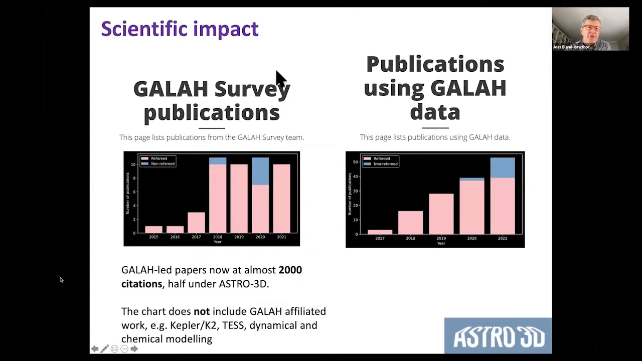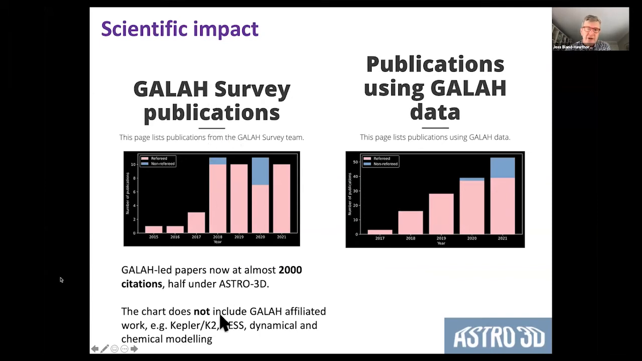Okay, so scientific impact. The GALAH team itself, with GALAH survey papers, we're averaging around 10 papers a year. These are very sizable pieces of work. We also have additional papers where we're working with affiliated surveys like K2 and TESS. That would increase us by about 50%. And then there are modeling papers, which would increase it by a factor of 2.